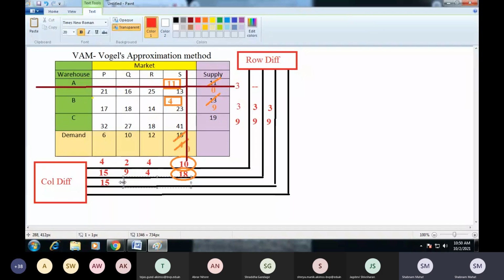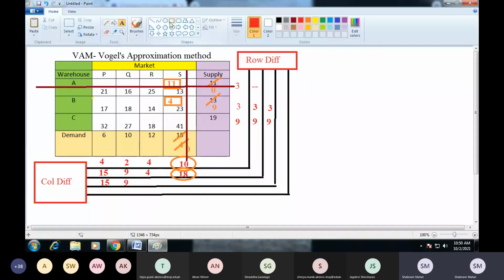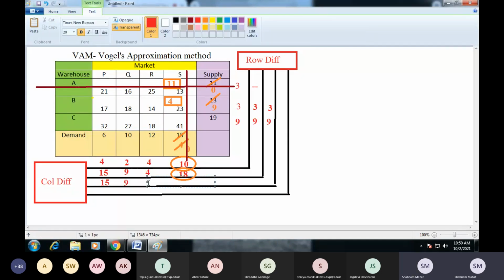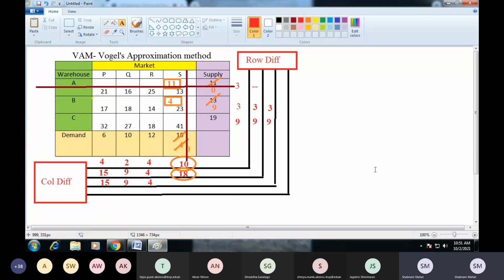Check the third column. The difference between 14 and 18 is equal to 4 only. Write 4 here. Now we have all the penalties. You know that this column is removed from our further calculation, that's why I put only a dash here. Why? Because it is removed from our further calculation. So out of those penalties, first of all, you have to check where the maximum penalty is.